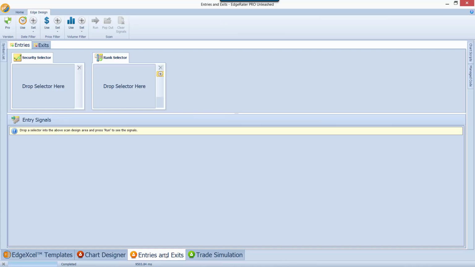So the idea with entries and exits is you want to produce a set of entry signals that you can then run trade simulations against, and optionally you can produce exit signals too. You don't need to have exit signals, because you can just set some stop losses and profit targets, and you can also just run a strategy that exits after a certain number of days. So you don't always need to have exit signals.